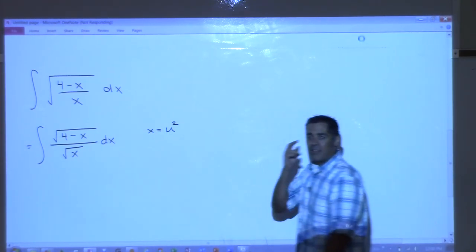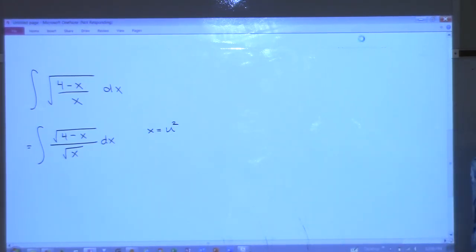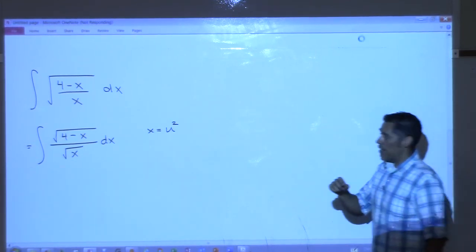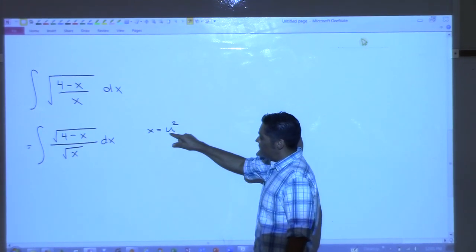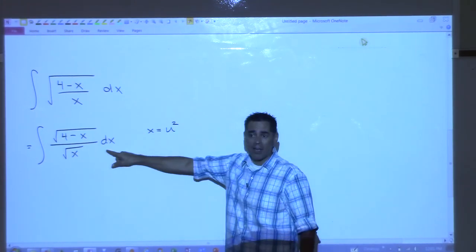I'm going to replace x with u squared. If I replace x with u squared, then can't I use the formula you're talking about? Does everyone agree with that? If that x were u squared, then I could use 4 minus u squared under a root, and I could do trig sub. So let's replace everything. I replace x with u squared, and then I'm going to have to replace the dx, right?